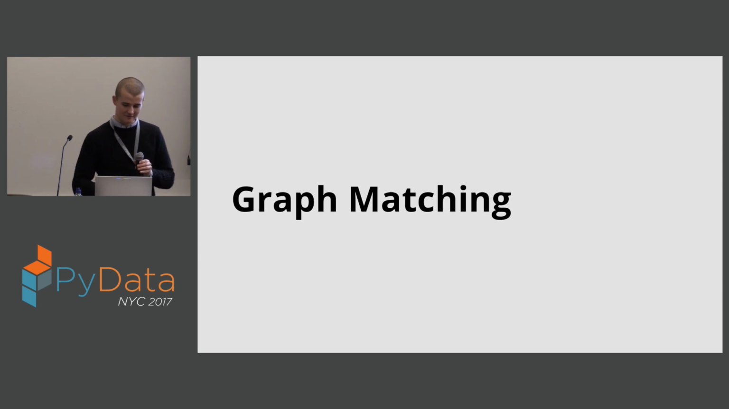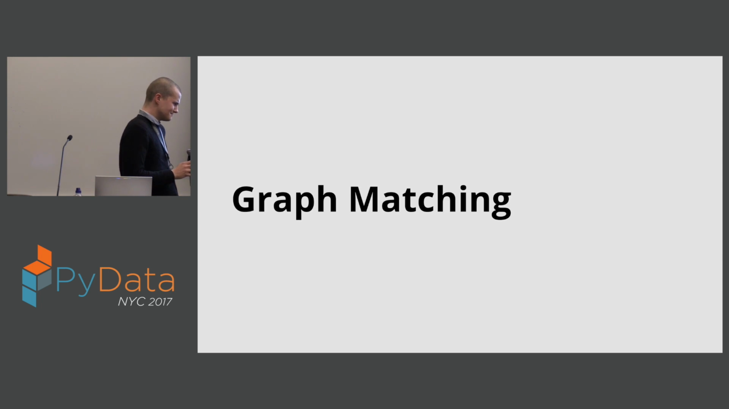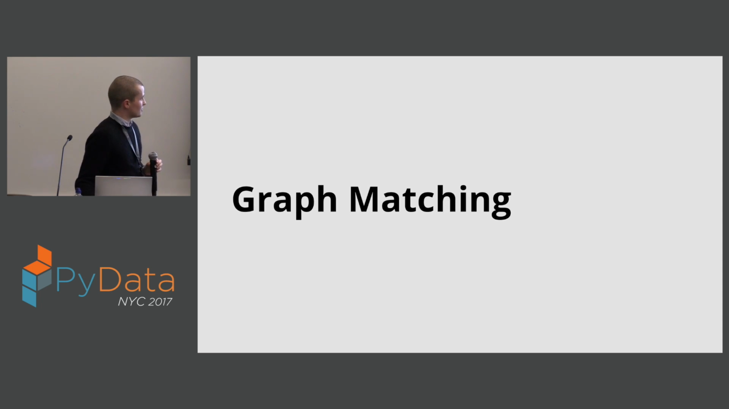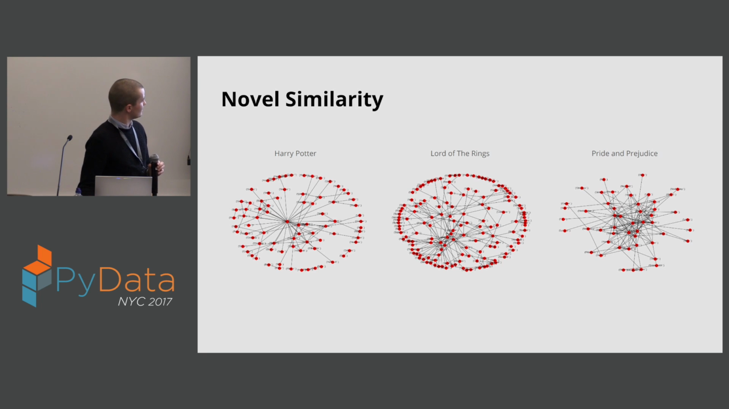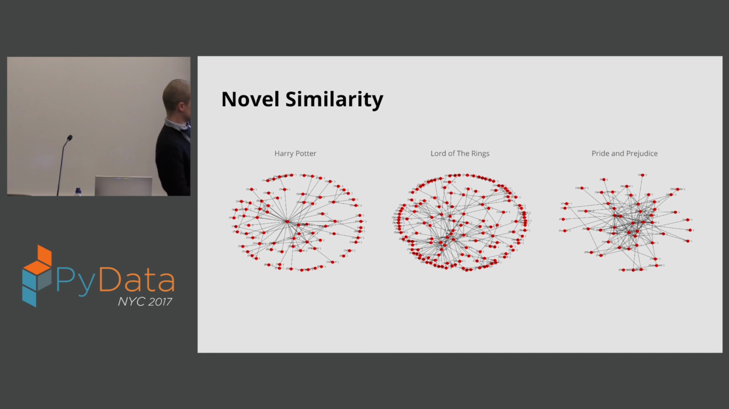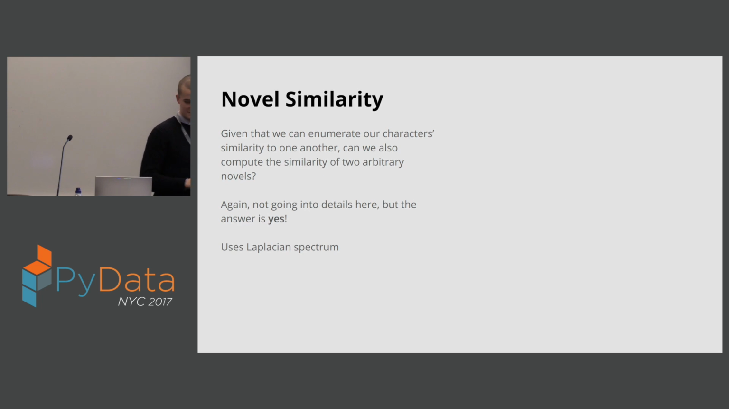And yeah, finally, graph matching. So given that we can assess the similarity of characters in novels, I thought it might be interesting to try and figure out the similarity of novels to one another, not based on any of their language or their style or whatever, but just based on the shape of these networks that we've built. And the graph matching problem is a difficult one that is still being solved. But as I said earlier, we have these two networks, Harry Potter and Lord of the Rings, that are quite similar to each other in their structure, and then Pride and Prejudice, which is different.